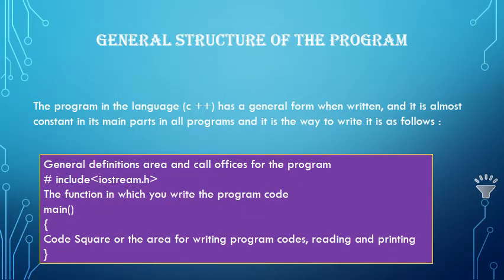The structure of the program written in C++ is fixed in all programs. It starts with calling libraries as in the figure, #include, and then writes the main function, main, which is followed by the starting parenthesis, and after that you write program codes such as defining variables and mathematical and logical expressions, and then comes the ending parenthesis.